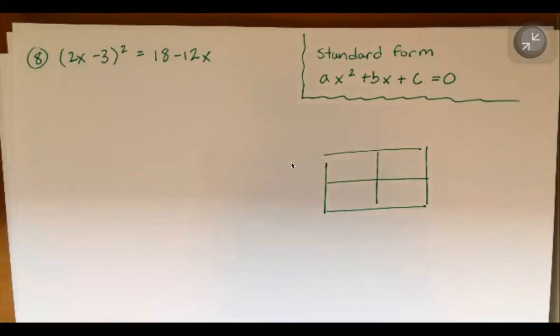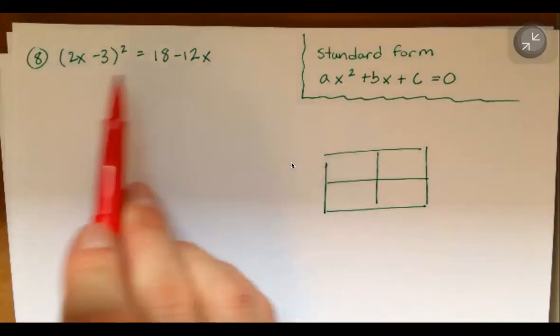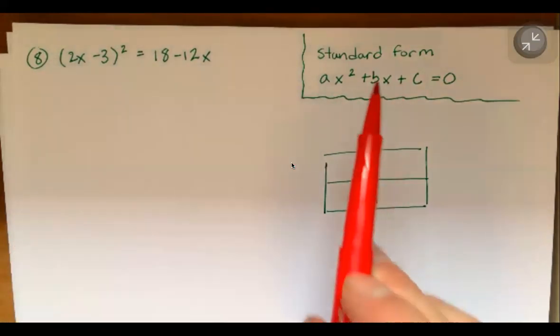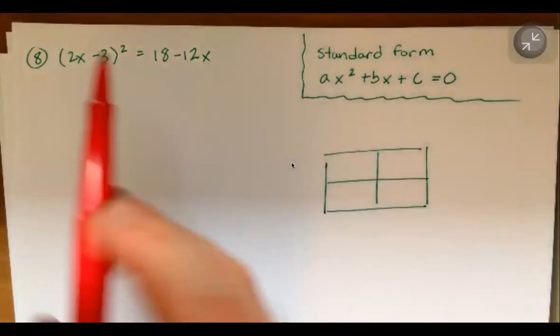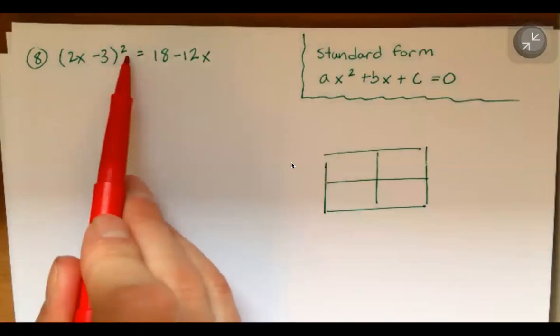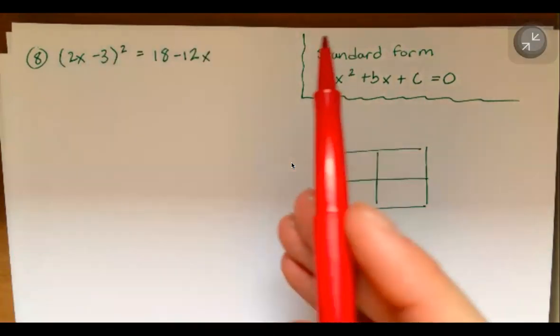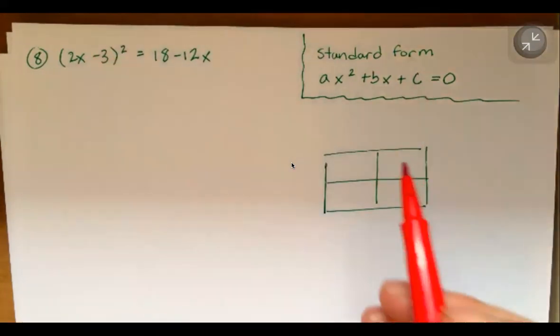I'm going to go ahead and do an example from the worksheet. Here we have problem number 8. We have this quadratic equation, and we need to get it in standard form so that we can factor it and solve it. First thing I notice is we have this binomial raised to the second power. So what that means is we're multiplying 2x minus 3 times 2x minus 3.